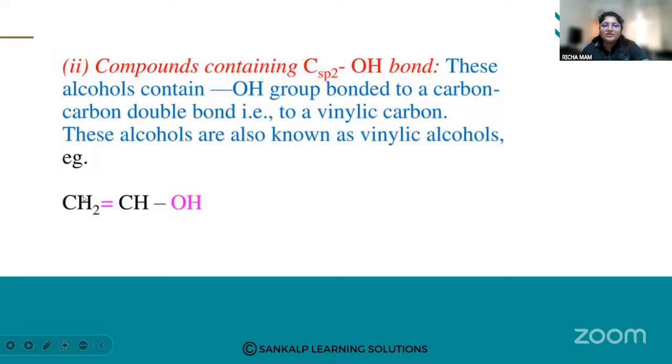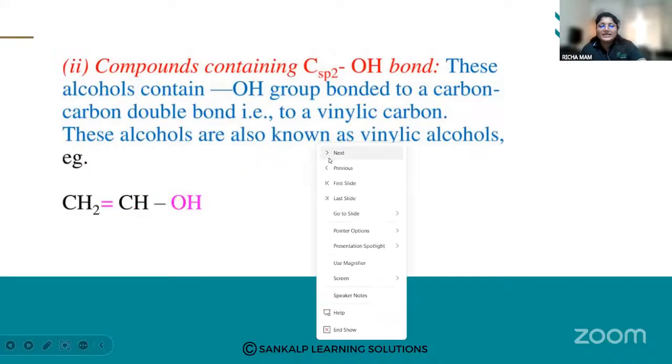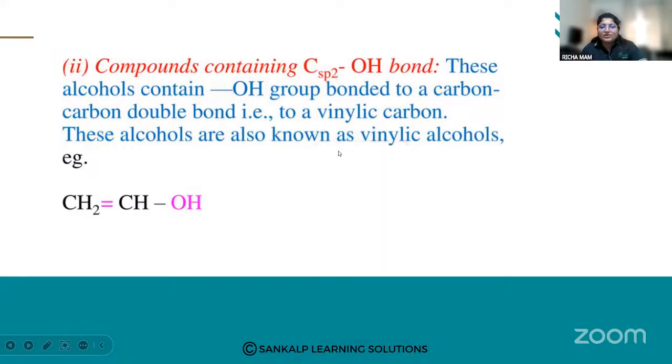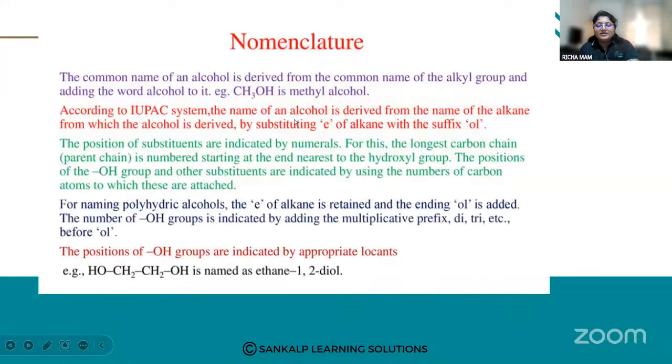Next are the compounds containing the OH group directly attached to a carbon which is part of a carbon-carbon double bond, and they are called vinylic alcohols. The OH group is attached to an sp2 hybridized carbon which is bonded by a carbon-carbon double bond. So they are the vinylic alcohols. I hope the benzylic, vinylic and allylic alcohols are clear. Next, we will see the nomenclature.